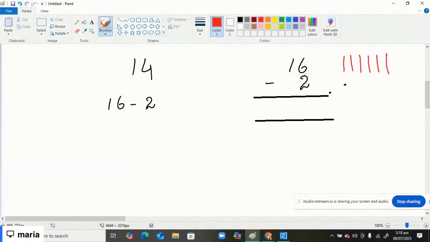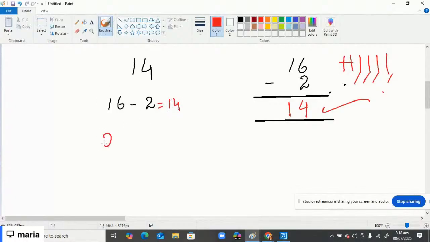1, 2, 3, 4, 5, 6. And you are going to remove 2 lines. How many lines are left? 1, 2, 3, and 4. So you are putting 4 here and this one as it is. So here you get the answer 14.